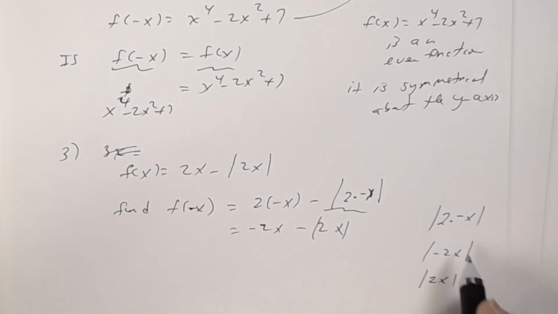Kind of makes sense because you got to think about this. If x is 3, what's 3 times a negative 2? Negative 6. What's the absolute value of negative 6? 6. If x is 3, what's 3 times 2? Positive 6. What's the absolute value of positive 6? 6. So they're equal to each other.